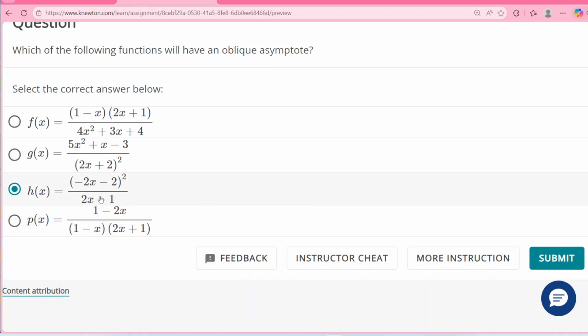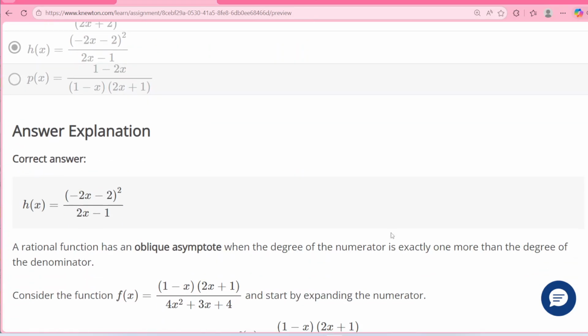And then degree 1 over degree 2. Again, this one has a numerator with degree 2 and a denominator with degree 1. The degree of the numerator is 1 larger than the degree of the denominator. So the quotient would be a linear function. The graph would be approaching some non-horizontal line, right? This oblique asymptote on both ends. Okay.